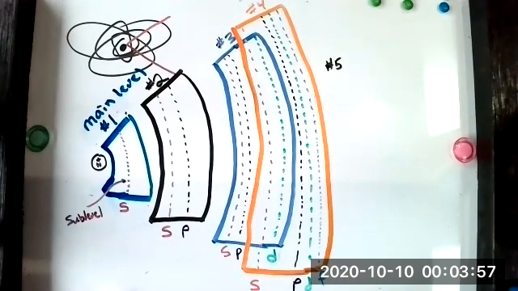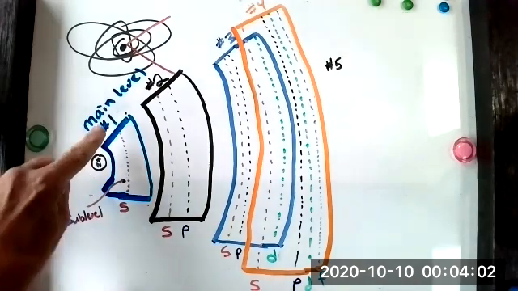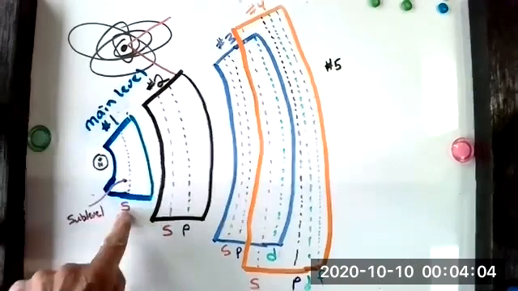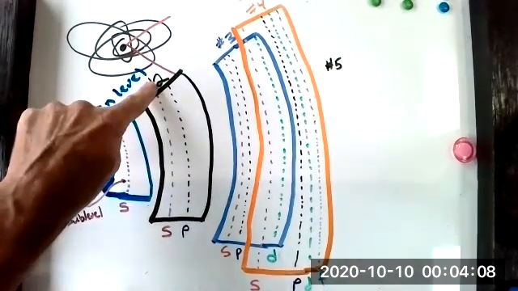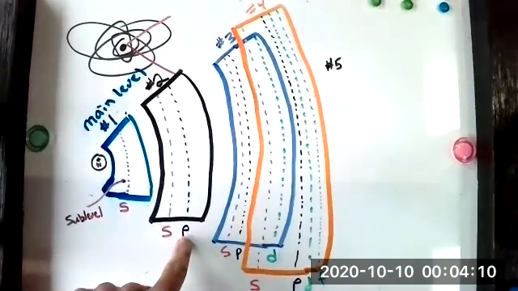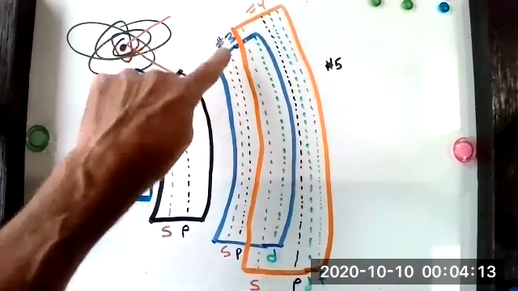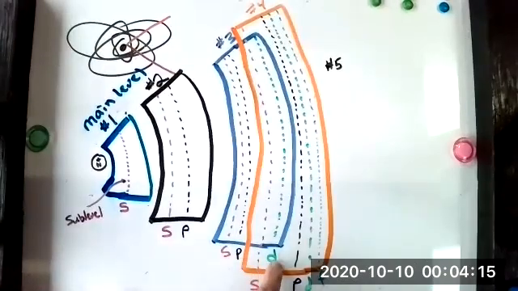They match. Oh, I see it now. Look. Main level number 1, just 1 sublevel. Main level number 2, 2 sublevels.